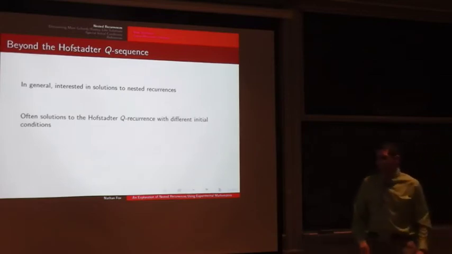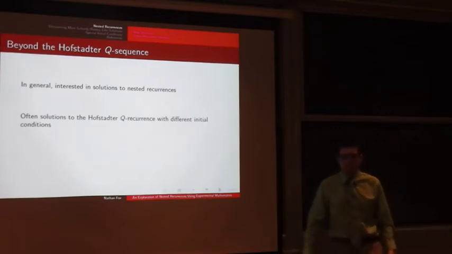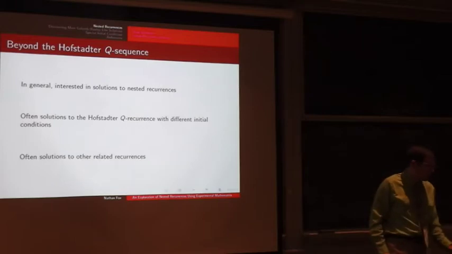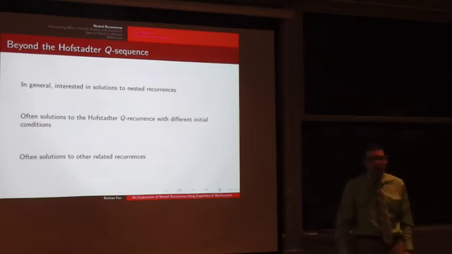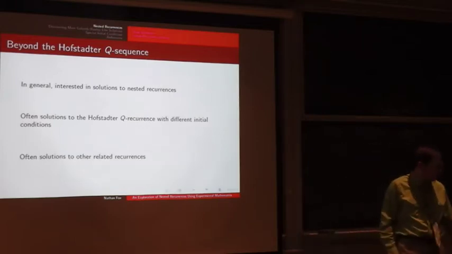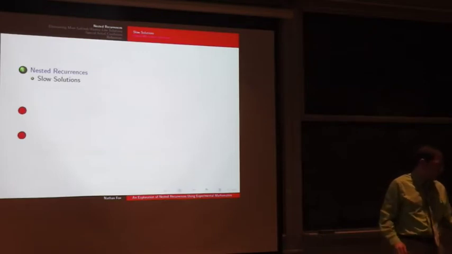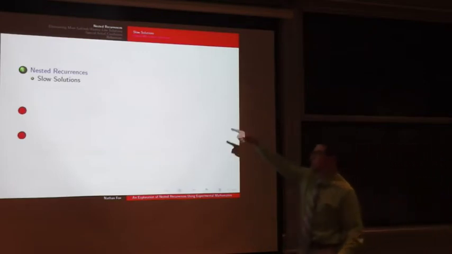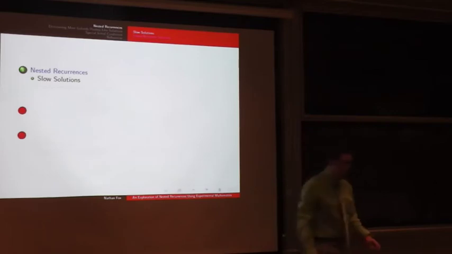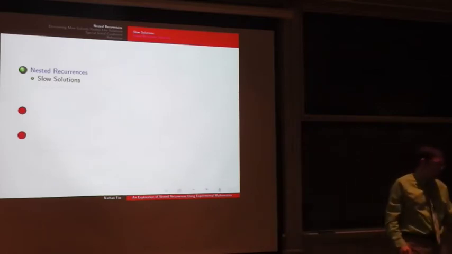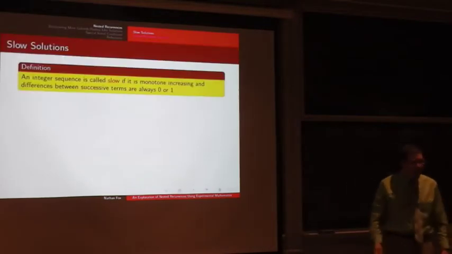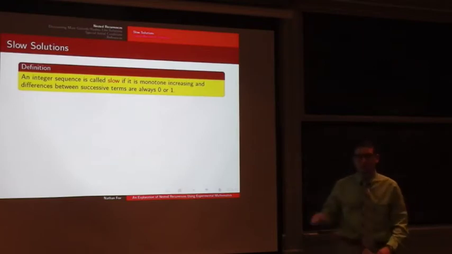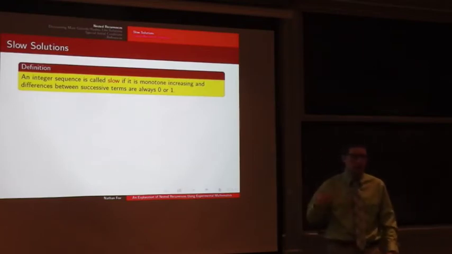A lot of the sequences we'll look at will be the same recurrence, but with different initial conditions. But also some of them will be with other recurrences that are similar. So now there's two sort of regimes of solutions to nested recurrences. The first, which I'm going to just talk a little bit about, are slow solutions. An integer sequence is called slow if it's monotone increasing by 0 or 1 at a time. So it's monotone increasing and it hits every number. Also, it starts at 1.